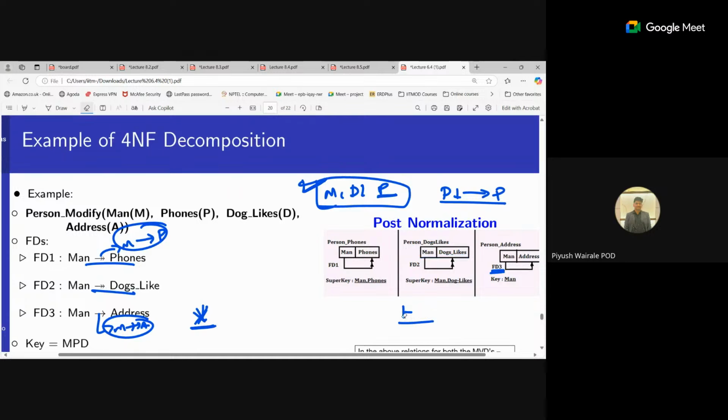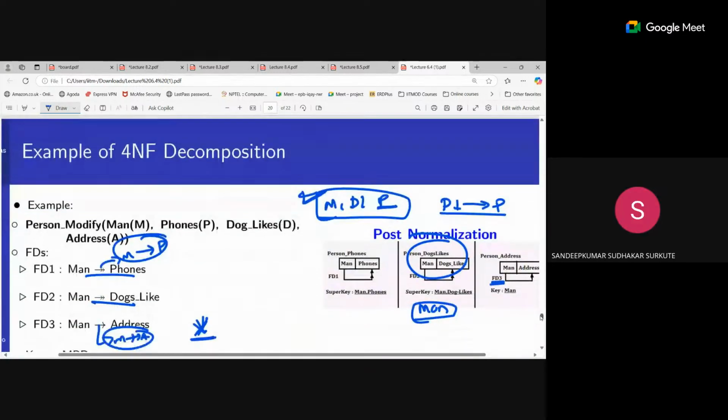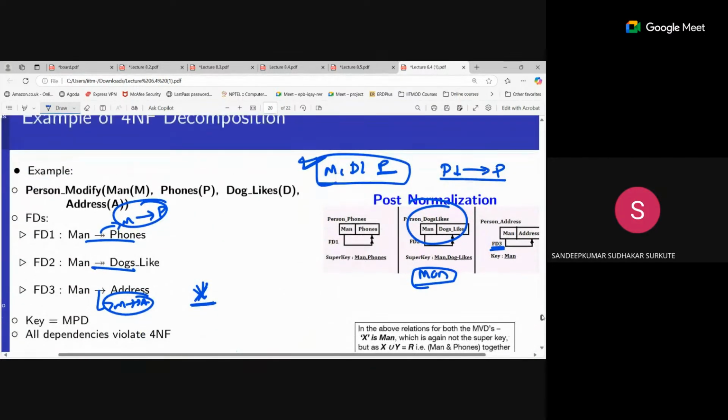So your question is, for this relation, man is not the key, right? My question is how to check for 4NF. So for 4NF, first check whether the second condition is being violated or not. First, it should be in BCNF. So basically, left hand side must be a key, that is for BCNF, and then after that we are checking for no multi-value dependency. This is the condition for 4NF.